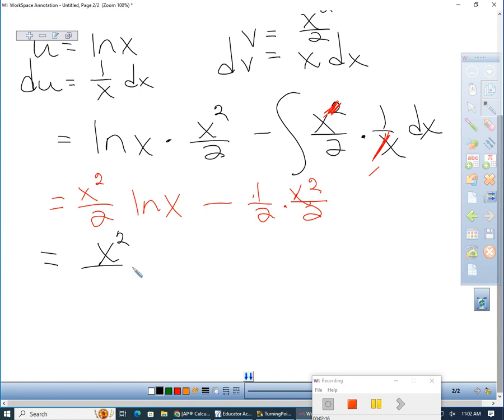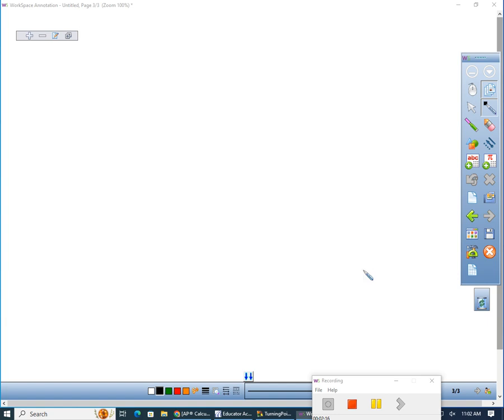X squared over 2 natural log x minus x squared over 4. And what do I have at the end? Plus c. All right, let's do example number 3, and then we're going to go to a different method. Okay, so example number 3.